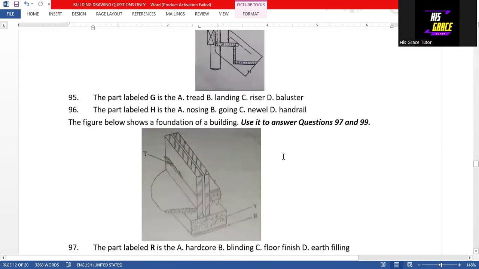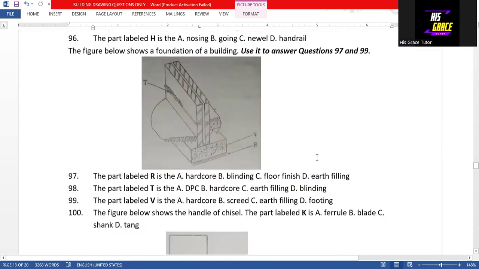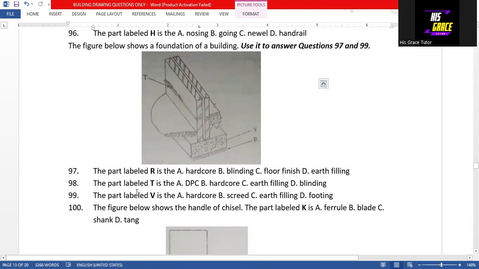Then when we move to questions 97 to 99, we are making use of this diagram. Question 97. The part labeled R is blinding. That is option B, the answer to question 97. 98. The part labeled T is DPC. So that's option A, the answer to question 98. 99. The part labeled V is foundation footing. So that is option D, the answer to question 99.